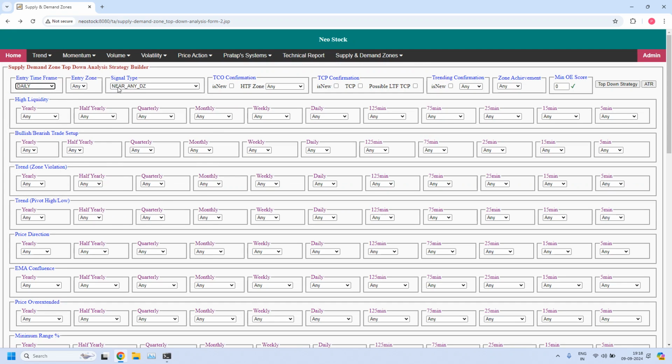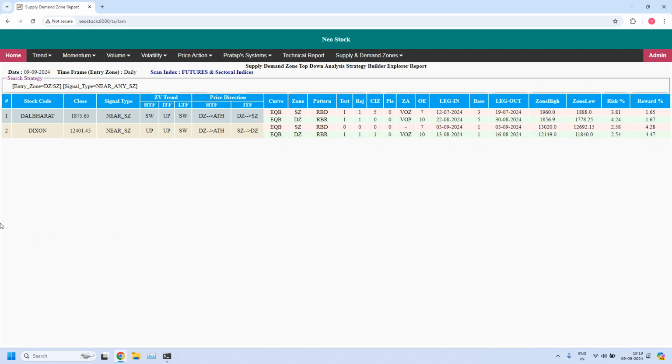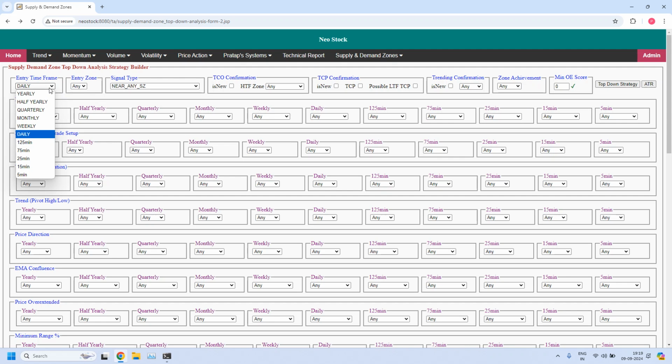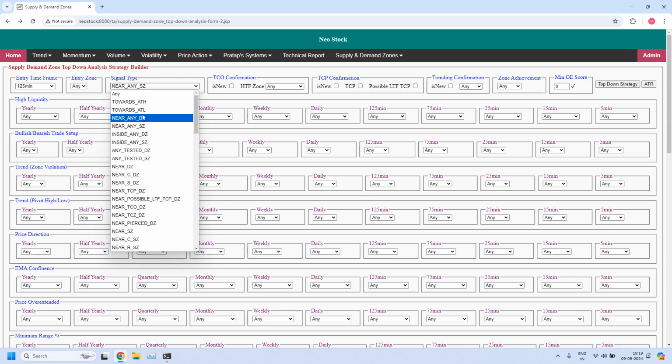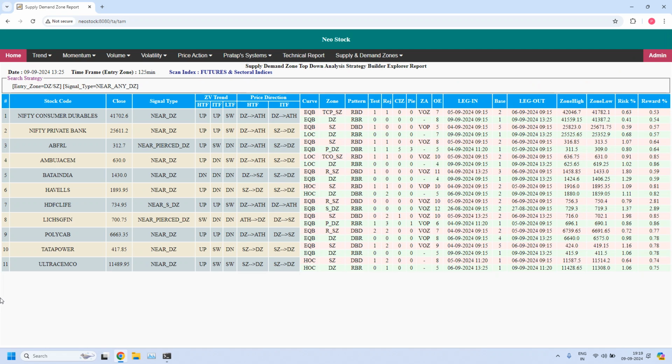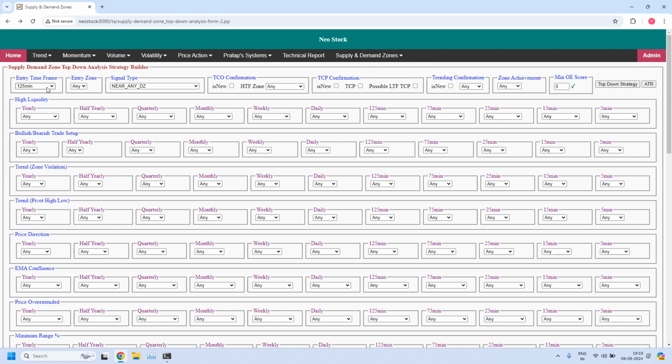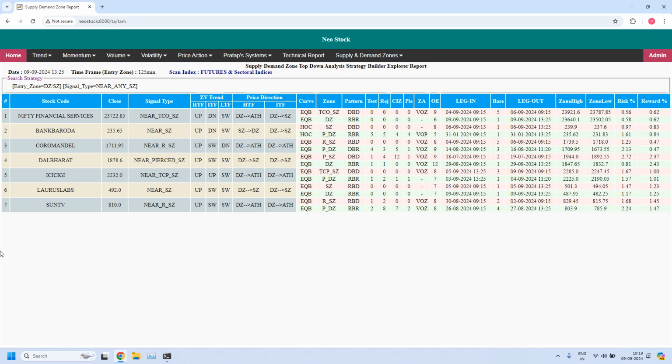Next, for daily time frame, let us find the stocks near daily supply zone. Two stocks are filtered and we don't have any high liquidity supply zones from this list in daily time frame. So next time frame is 125 minutes. Let us find the stocks near 125 minutes demand zone. 11 stocks are filtered. Next, 125 minutes time frame, let us find the stocks near 125 minutes supply zone. 7 stocks are filtered.